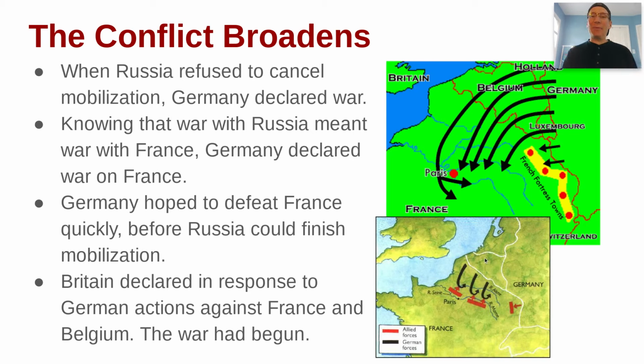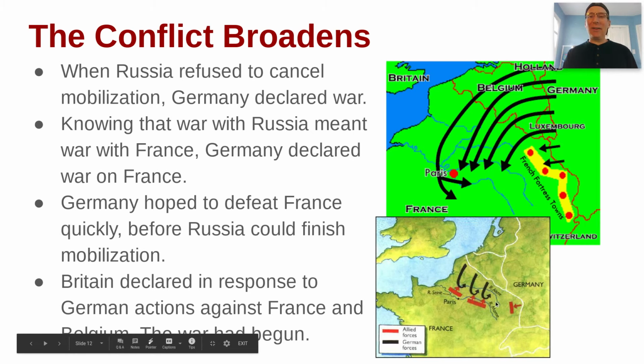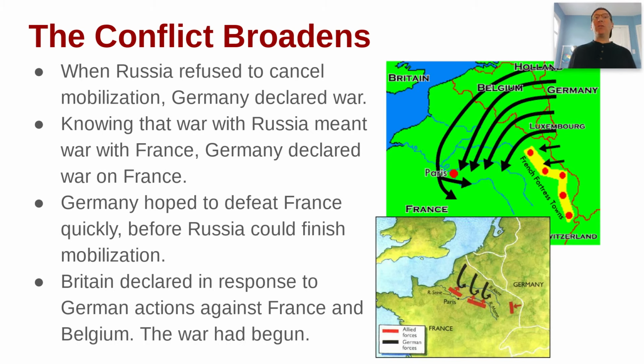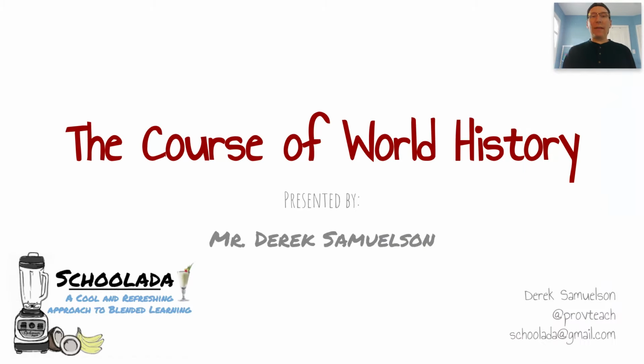This is what happens with the actual Schlieffen Plan down here. They don't get Paris. They get stopped. The Allies respond quickly enough. Germany gets bogged down. And what Germany hoped to be a really short war winds up being a really long one. But there will be a lot more on that to come.